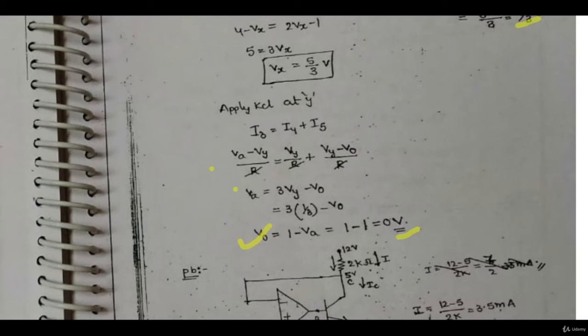So I hope you got it, it's just applying KCL and KVL at different positions, and you will get the answer. It is a simple question actually, just to give you a feel.